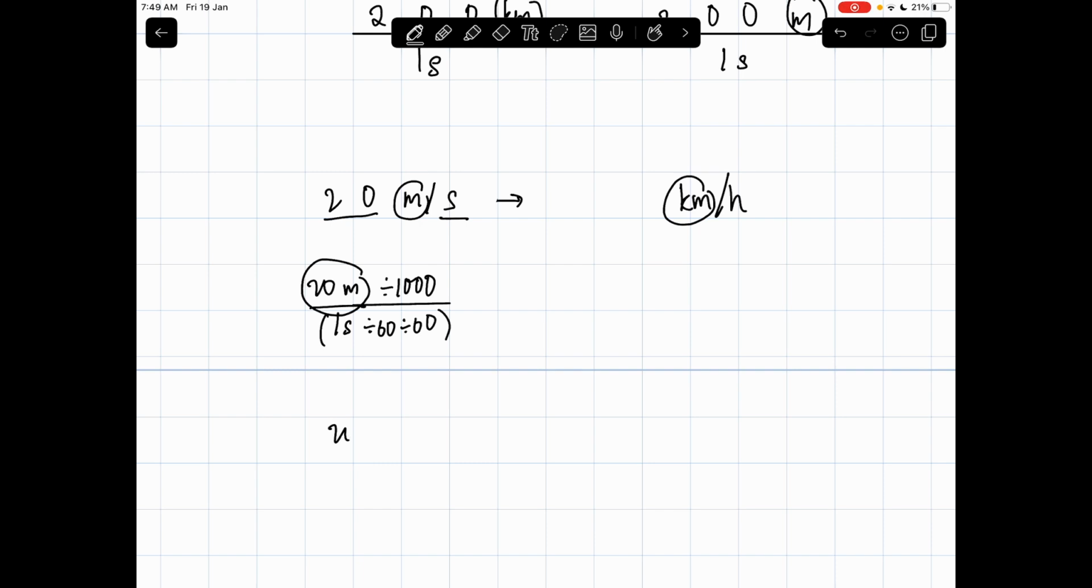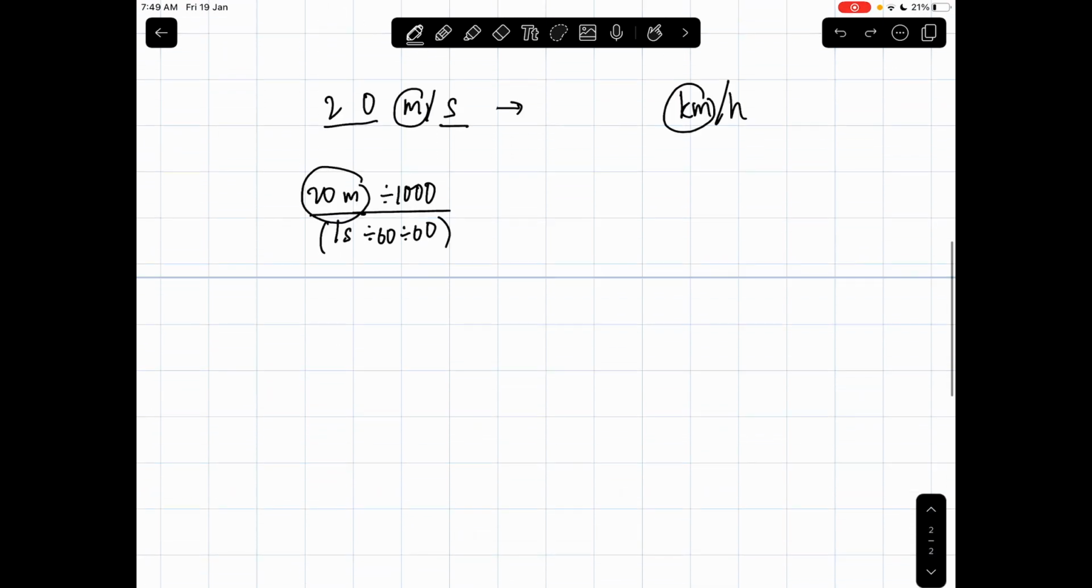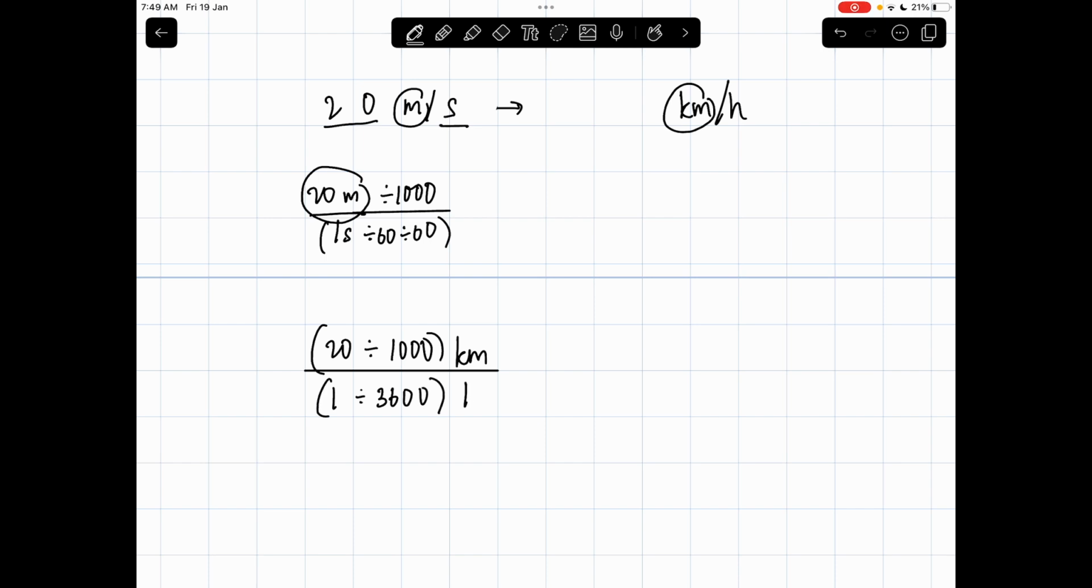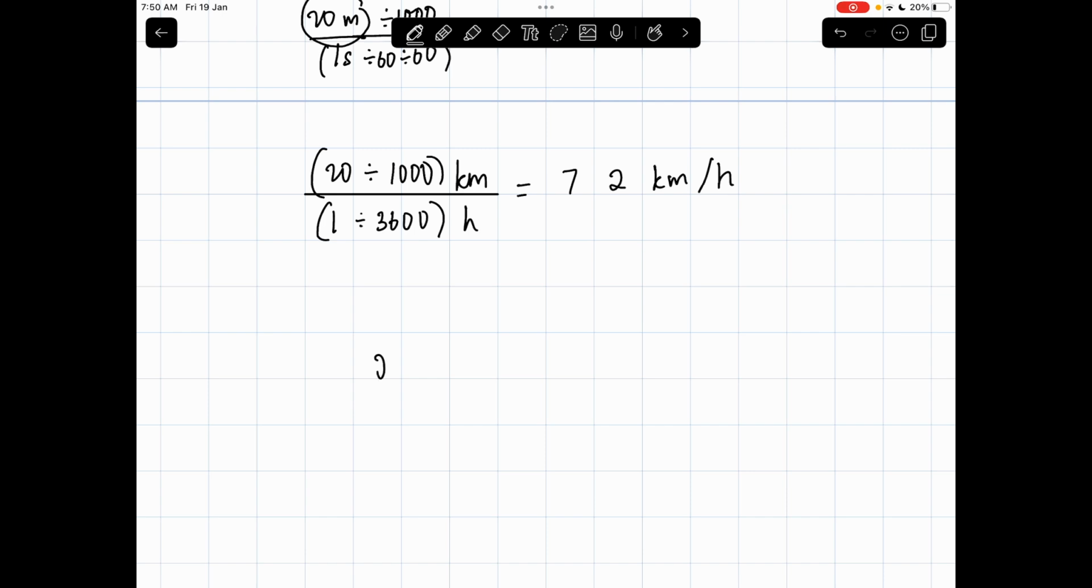then you have 20 divided by 1000, where meters will turn into kilometers, and then 1 divided by 3600, which will become hours. So if you were to solve this, you would get 72 kilometers per hour. Do not worry, you don't have to use mental calculations for this, you can just use your calculator. So 20 meters per second is actually the same as 72 kilometers per hour. It's just that the units are now different.